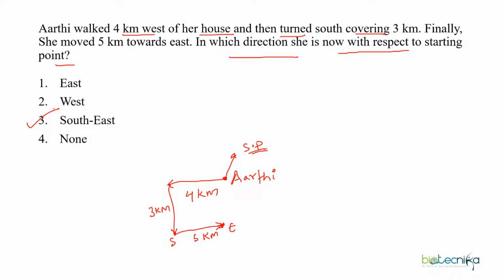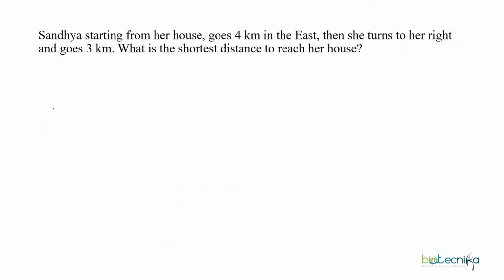Chalo, so we will solve one more question without any options. You don't have any options right now. You just have to solve this particular question. The question says Sandhya starts from her house and goes 4 kilometers in the east. Then she turns to her right and goes 3 kilometers. What is the shortest distance to reach her house?